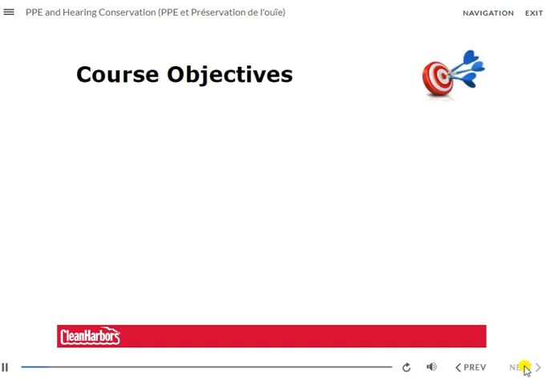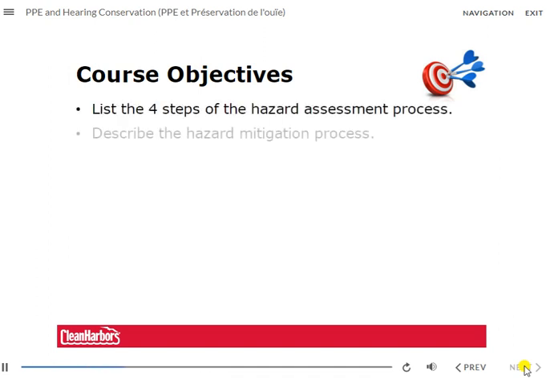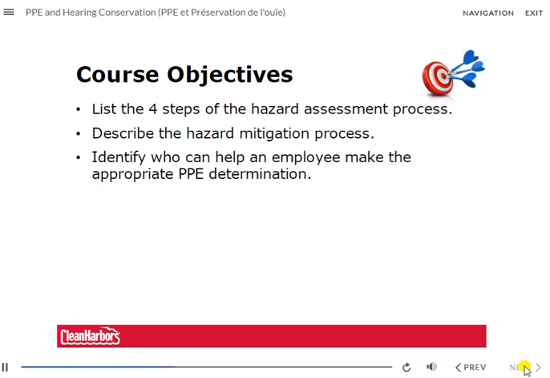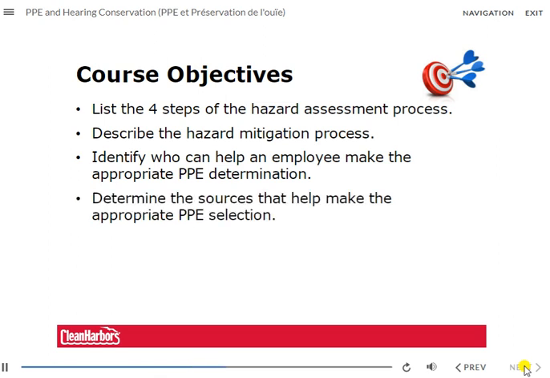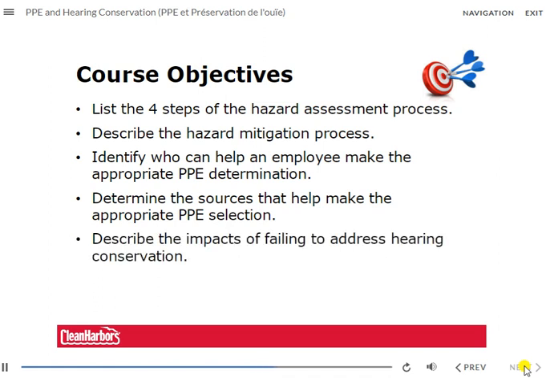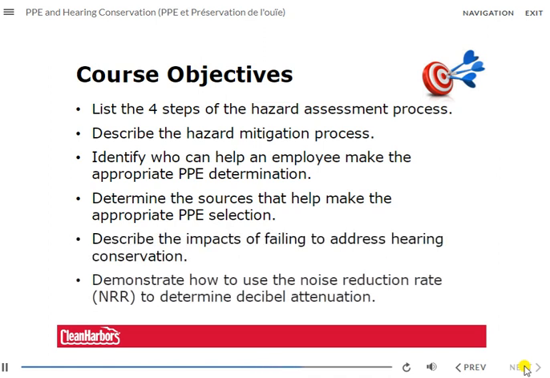This course is now complete. At this point, you should be able to list the 4 steps of the hazard assessment process, describe the hazard mitigation process, identify who can help an employee make the appropriate PPE determination, determine the sources that help make the appropriate PPE selection, describe the impacts of failing to address hearing conservation, and demonstrate how to use the noise reduction rate to determine decibel attenuation. Please advance to the next slide to attempt the course's learning check.